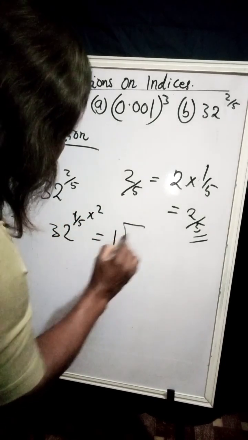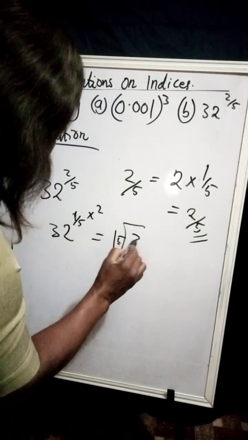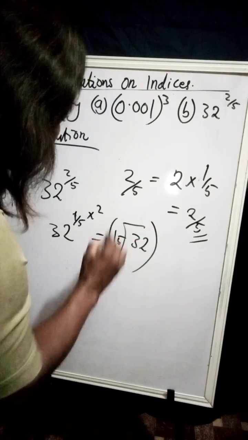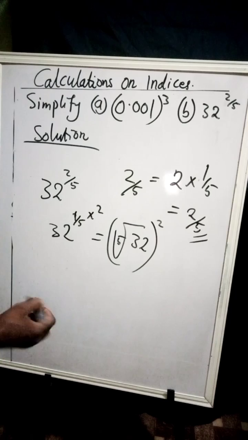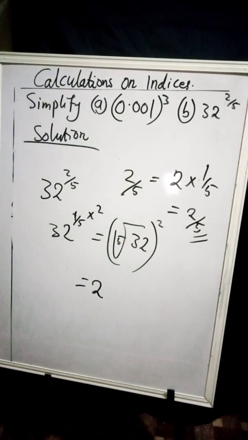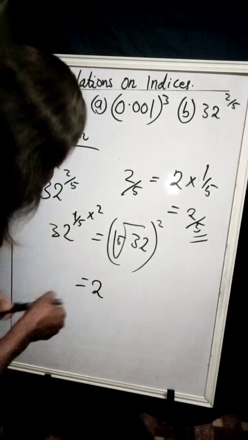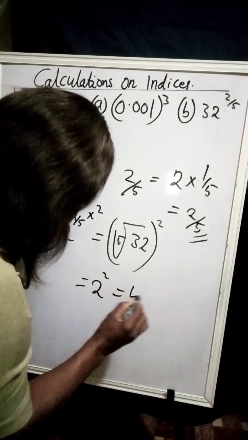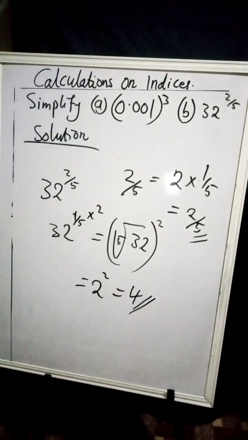And that will give us the 5th root of 32 to power 2. And the 5th root of 32 is 2. That is the number that will multiply itself 5 times to get 32. That is 2 to power 2. And that will give us 4, which is our result. Okay.